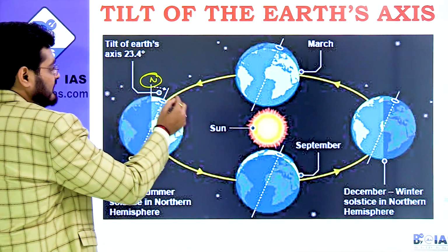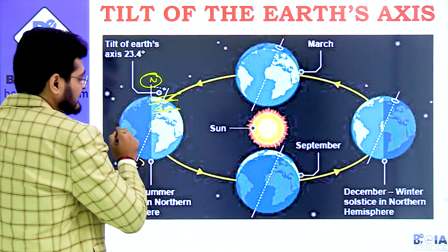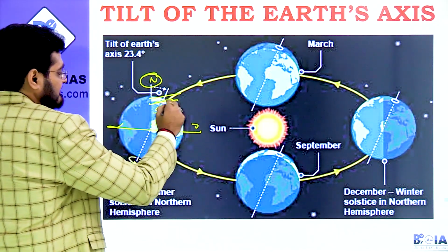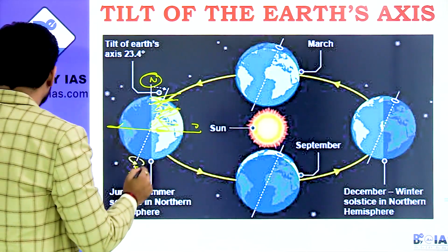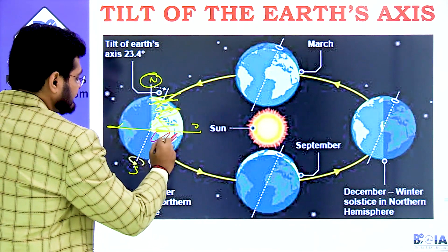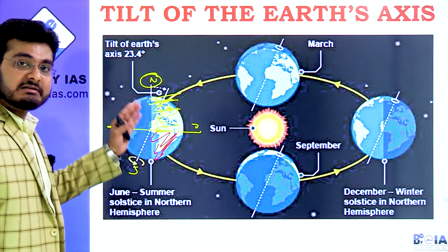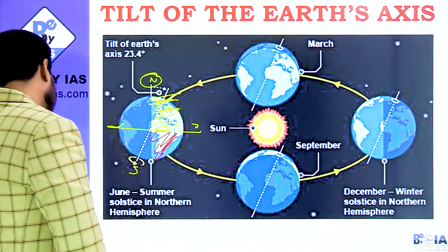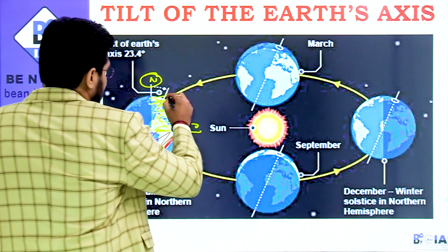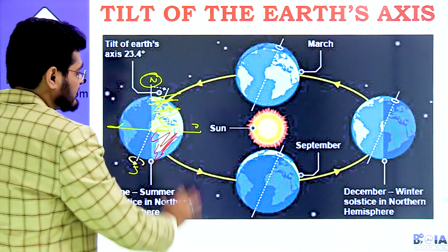In the northern hemisphere, you can see that the sunlight is falling in the maximum area. This is your equator. This is your northern hemisphere. This area is very large, and when you compare that area with this area, this is very less. So in the month of June, summer solstice takes place, and the northern hemisphere is receiving more sunlight, and the southern hemisphere is receiving less sunlight.